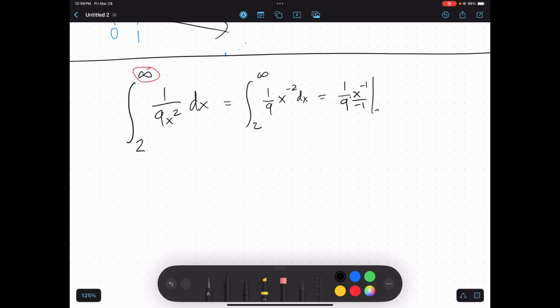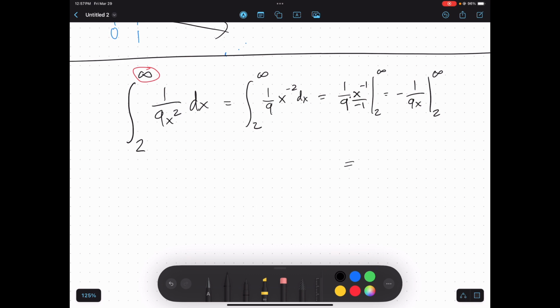Okay, evaluated from 2 to infinity. Let me simplify that just a little bit, and I get negative 1 over 9x evaluated from 2 to infinity. Okay, so now I can go and evaluate it at my two bounds. Well, what happens when I evaluate this at my upper bound? What happens when I plug infinity into this function?